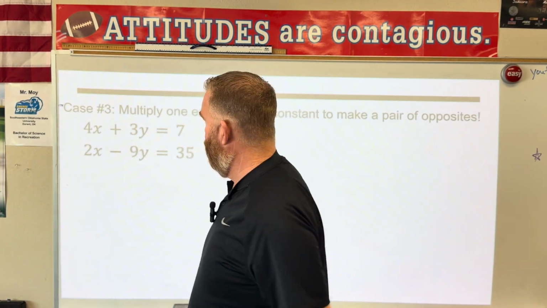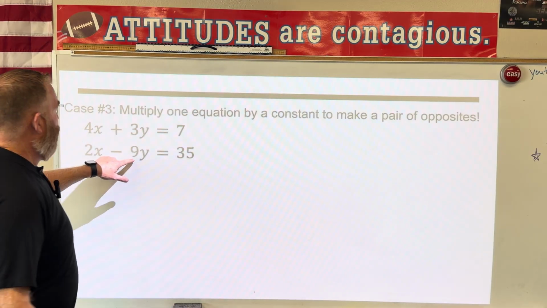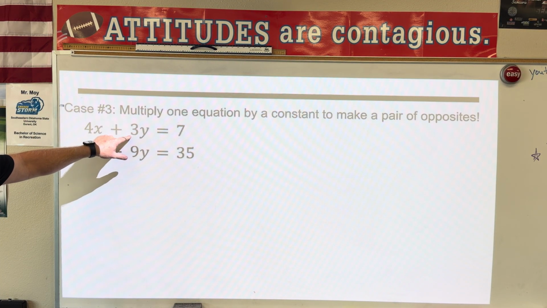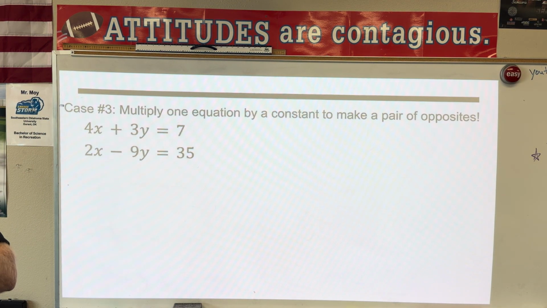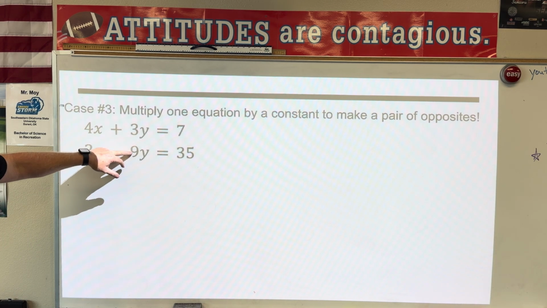Let's cancel the y, okay? So I've got a negative 9y and a positive 3y. So what number can I make them match easily? Do they have a lowest common multiple? What is it? Can I make this? Hold on. Always check with the biggest number, okay?